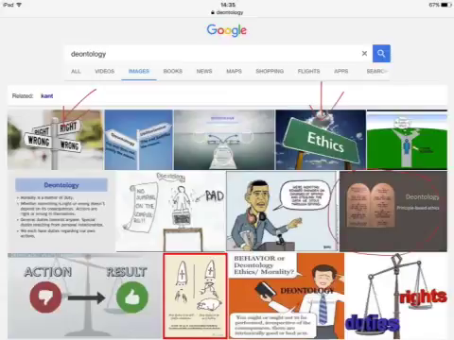Deontology is described as principle-based ethics. All of these that I'm highlighting are correct. And here we go, perhaps even more useful. Morality is a matter of duty.